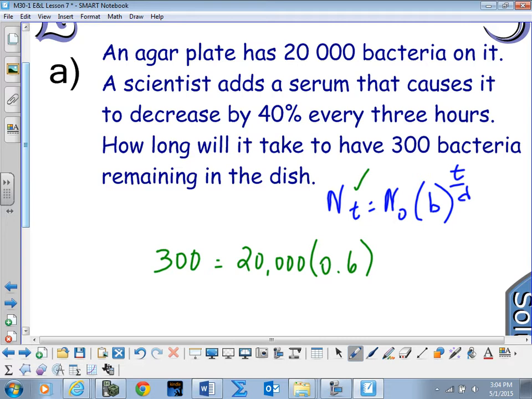And it says every 3 hours, which is the amount of time it takes to decrease by that, and that is the D value. So T over 3, and remembering the units. We're in hours, so T must also be in hours. Now, when it says how long will it take, that's an indication that we're looking for T.